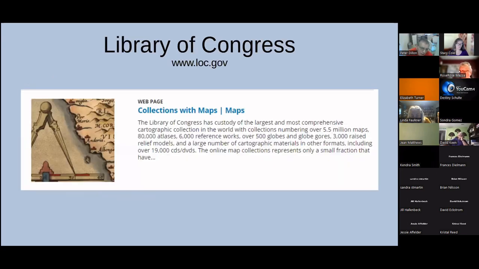The first resource I'm going to look at is the Library of Congress. This has the largest collection of maps probably in the world, but unfortunately only a small fraction of those have been digitized, but they're still very valuable. If you go to loc.gov and click on the map button, that will bring you to their collection of maps. They have the overall collection, and then that collection is divided into sub-collections.